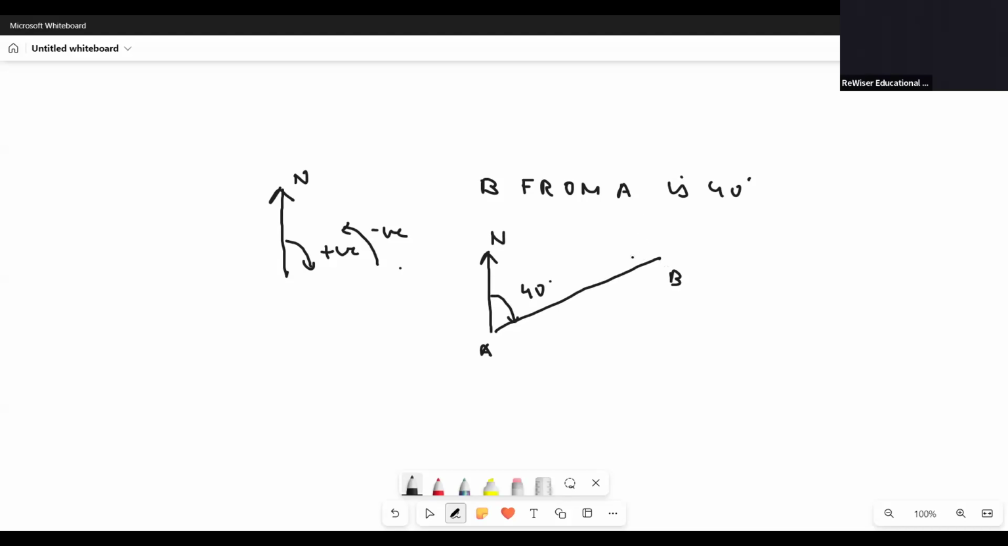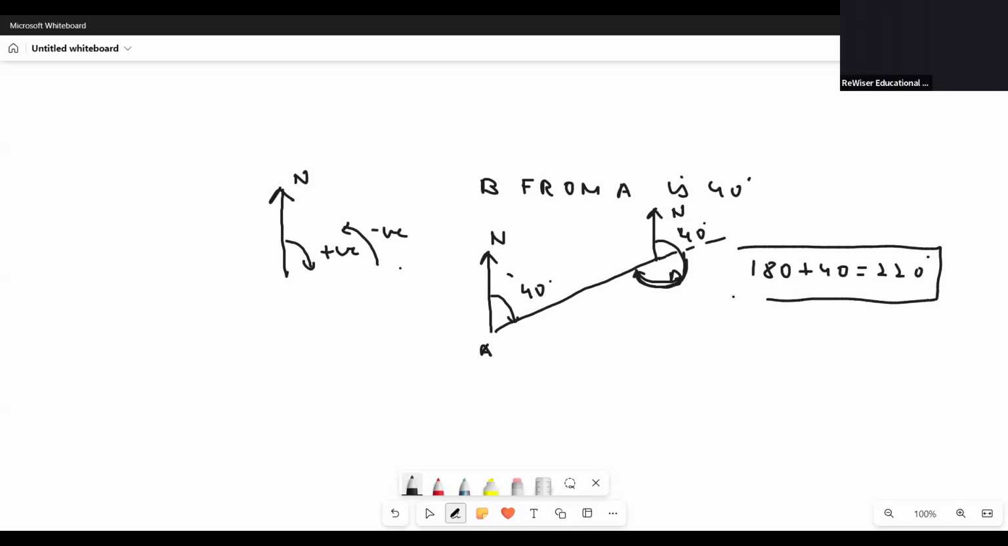Now, if the same question asks, what is the bearing of A from B? We'll draw a north here, so that means we have to measure this angle. How can we measure that? If I extend this, these are the corresponding angles. So this must be 40 degrees, and this is 180 degrees. So we add 180 plus 40 and we get 220 degrees. Got that, Valencia? Please note this down. This is how we measure the angles in a bearing.